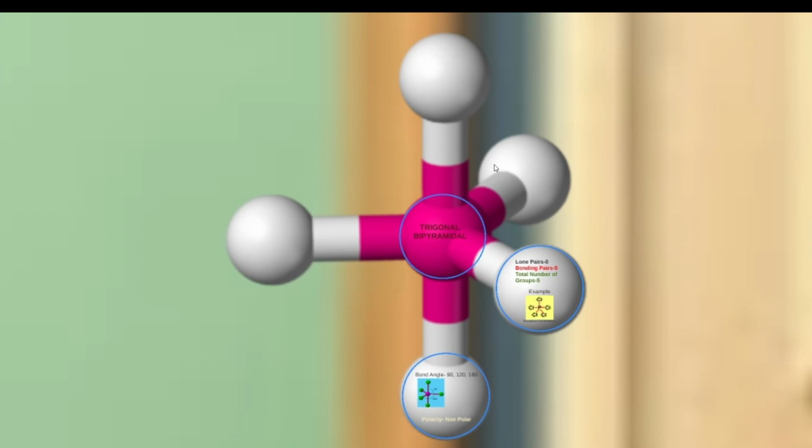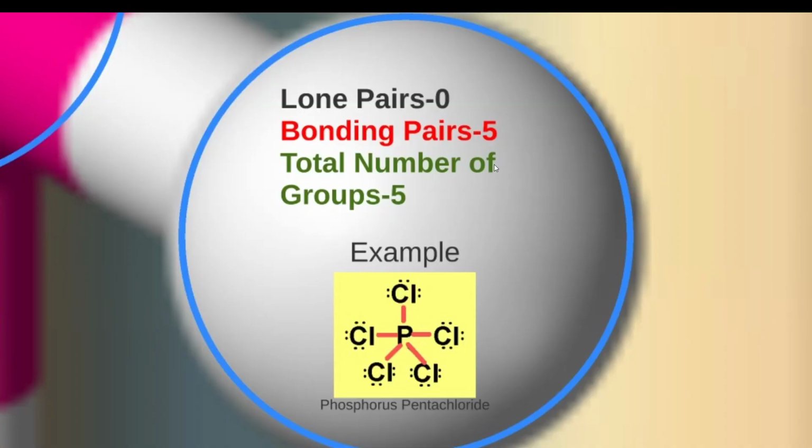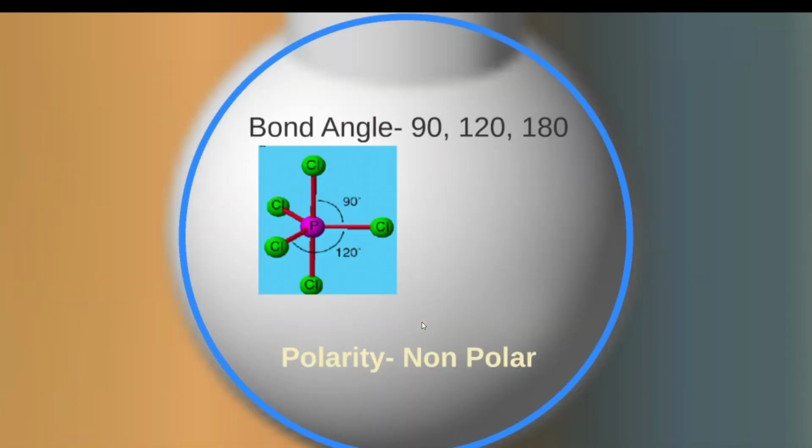The next one is trigonal bipyramidal. Okay. And this is going to be a case where we have 5 bonding pairs and 5 groups. And notice that we have no lone pairs on this central atom, so therefore we would expect that this is going to be nonpolar.